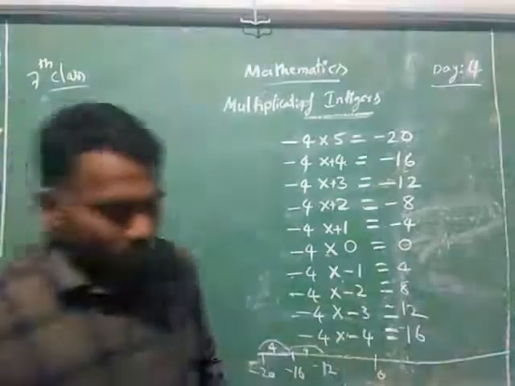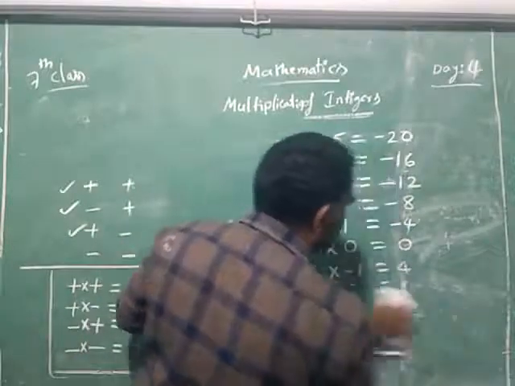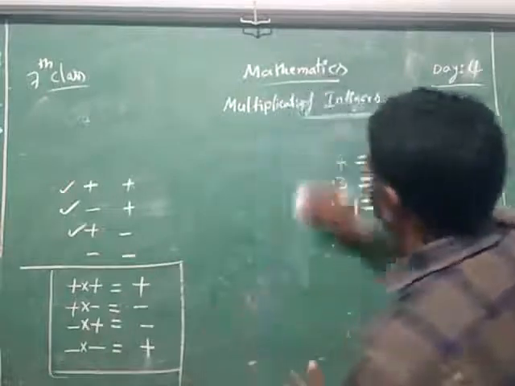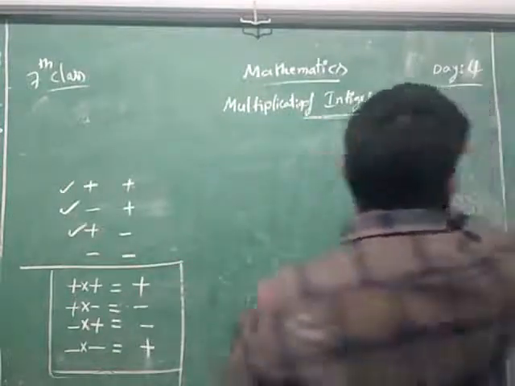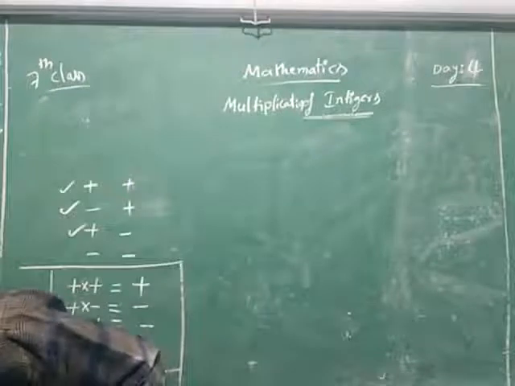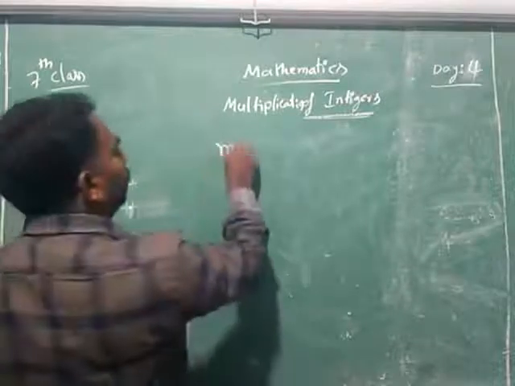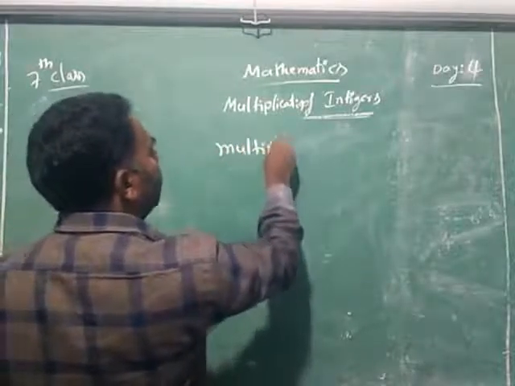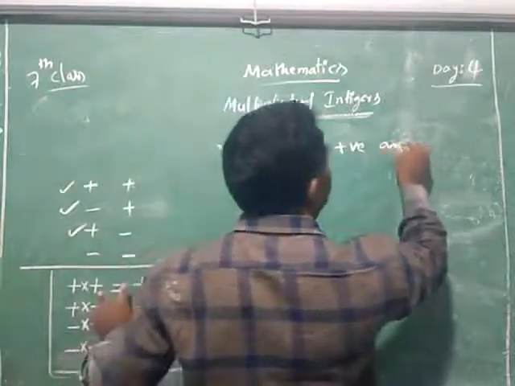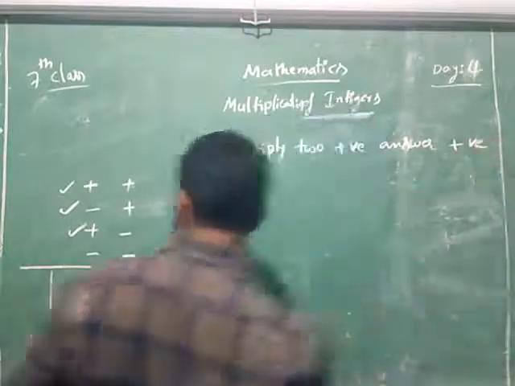So finally we understand that without any sequence, without any number line, easily only by learning this table you can answer the multiplications. What is this table, you can tell me. You see here, when you multiply two positives, the answer will be positive only. Plus into plus is plus.